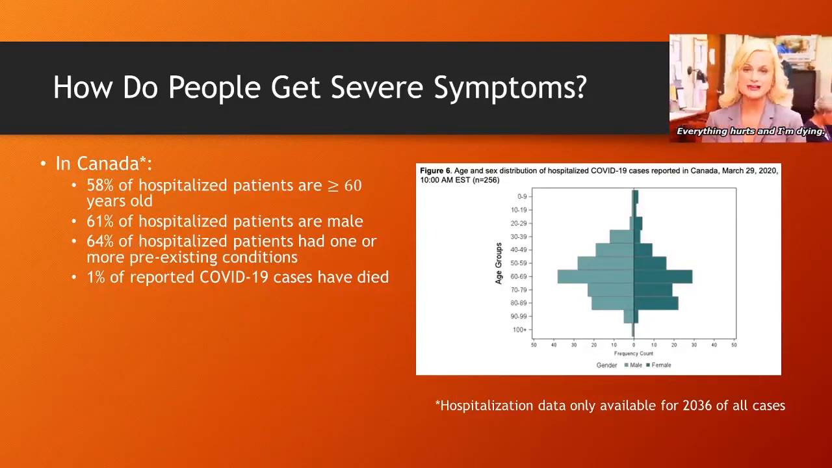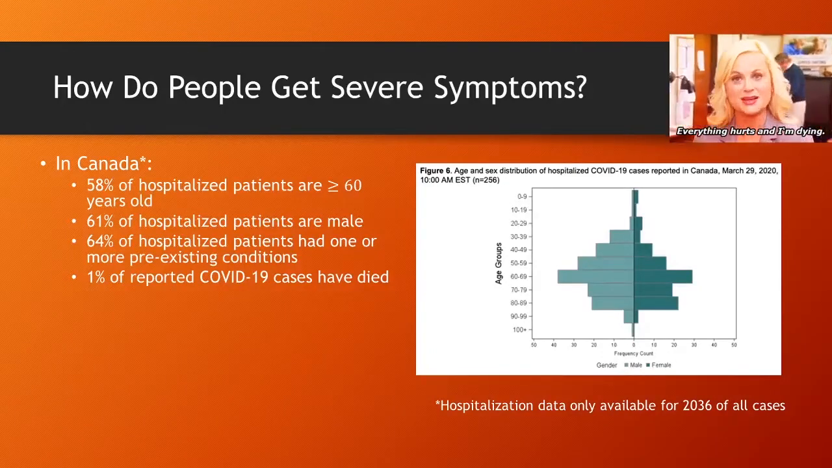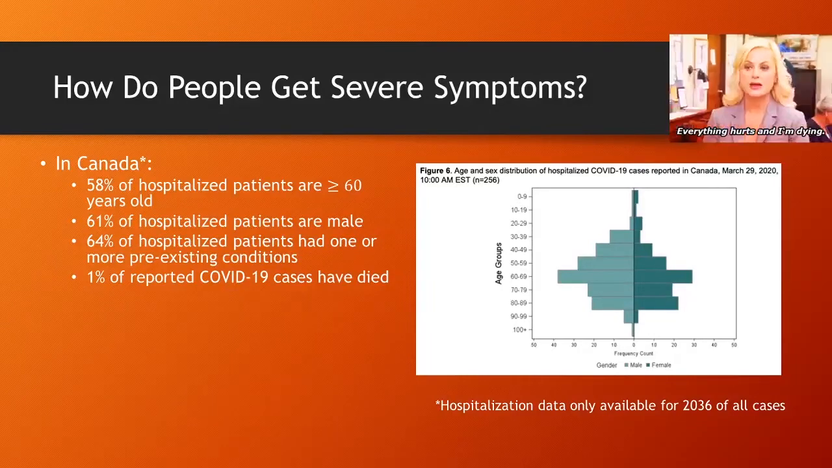And 1% of reported COVID-19 cases have died in Canada. So 1% is lower than the world average that I'll show in another graph later. So it's looking okay so far. Obviously we don't want any deaths, but if we can't avoid them, mitigating them and making sure it's as low as possible is still very good.